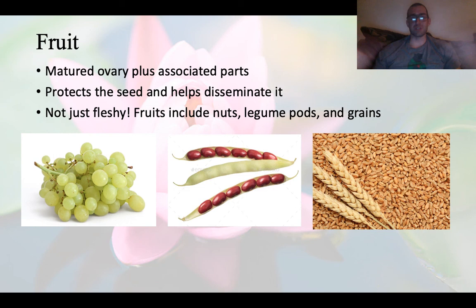Now, the fruit protects the seed and also helps disseminate it, right, through various means, being ingested by different animals, etc. Now, our fruit is not just fleshy. We tend to think of fruits as, like I have there, grapes, berries, apples, peaches, pears, etc., that are more fleshy. But fruits also include nuts, legumes, grains. Those are all technically fruits because they are formed from flower ovaries.